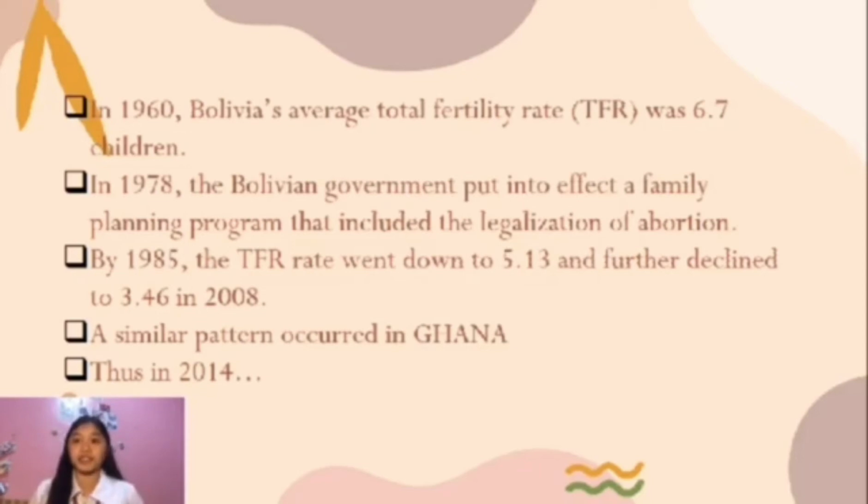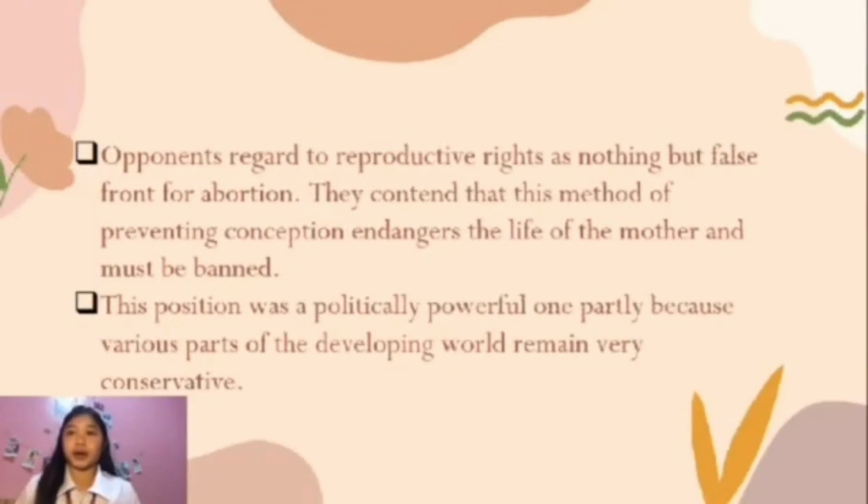Such examples seemed to draw the attention of other countries. Thus, in 2014, the United Nations reported that the proportion of countries allowing abortion to preserve the physical health of a woman increased from 63% to 67%, and those to preserve the mental health of a woman increased from 52% to 64%. The opponents regard reproductive rights as nothing but a false front for abortion.